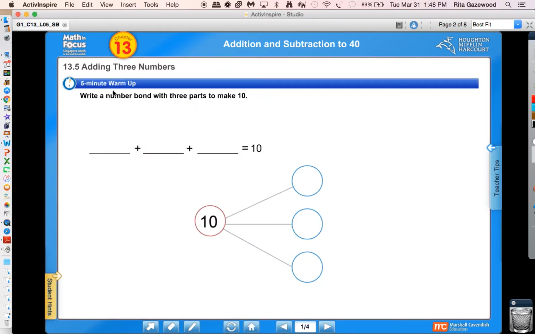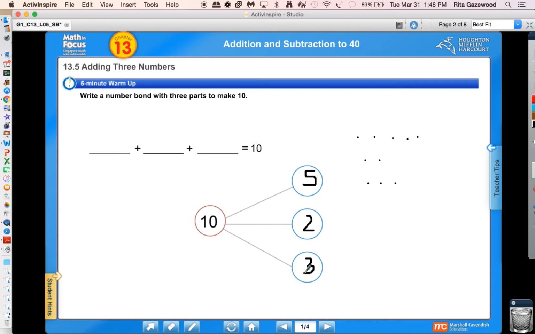So let's begin by writing a number bond with three parts. So I have the number 10. I'm going to make 10 dots. 1, 2, 3, 4, 5, 6, 7, 8, 9, 10. Now notice I have three different groups, so I'm going to count how many in each group. 1, 2, 3, 4, 5. So I have 5 in my first group. I have 2 in my second group. I have 3 in my third group.